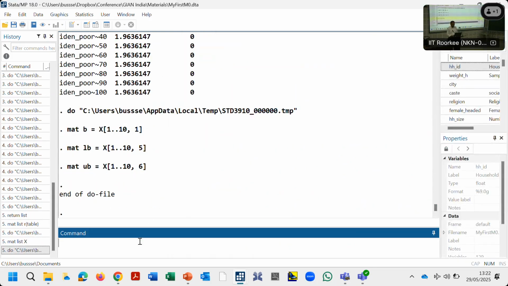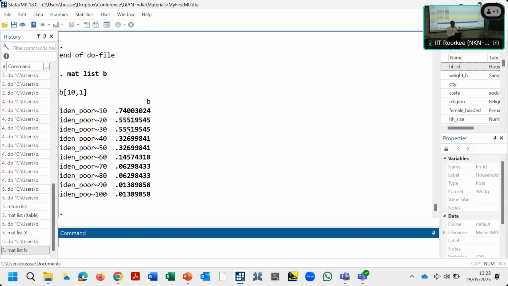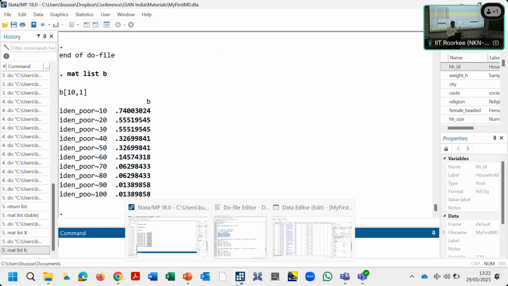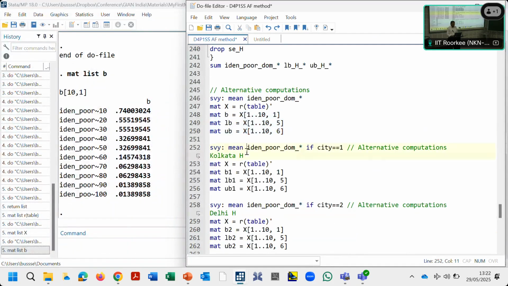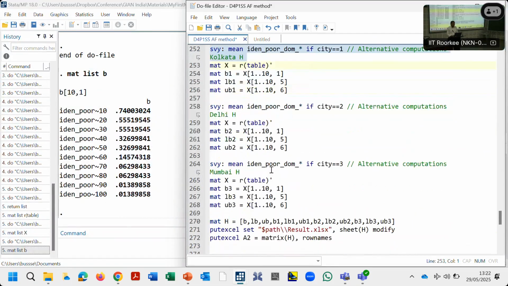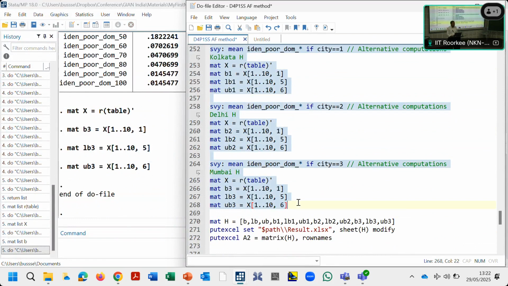If you just say mat list B, there you go. All your adjusted headcount values are saved here. Similarly for LB and UB, they're all saved. Similarly, this is for city. For cities, you can generate the same thing, and these are for 3 cities. City equal to 1 for Kolkata, city equal to 2 for Delhi, city equal to 3 for Mumbai. You run all of them. Sounds good?